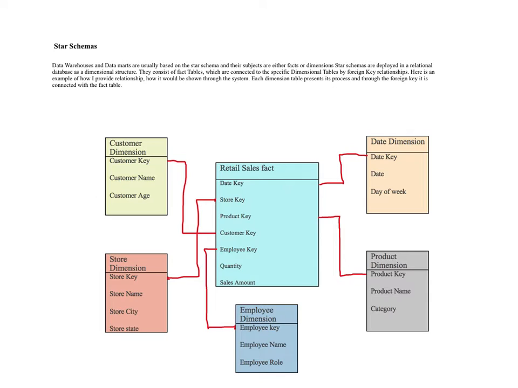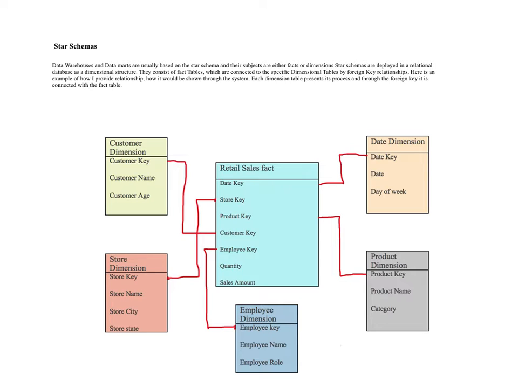Let's talk now about the star schemas. Data warehouses and data marts are usually based on star schemas, and their subjects are either facts or dimensions. Star schemas are deployed in a relational database as a dimensional structure. They consist of fact tables that are connected to the specific dimension tables by foreign key relationships.